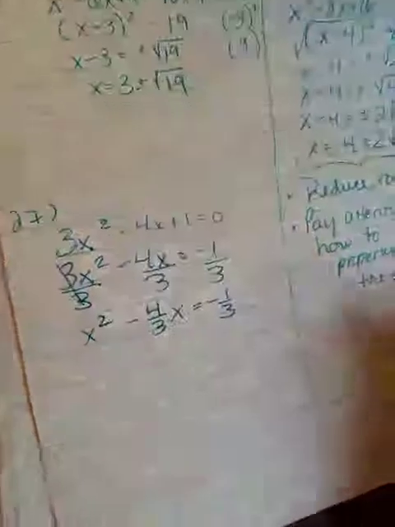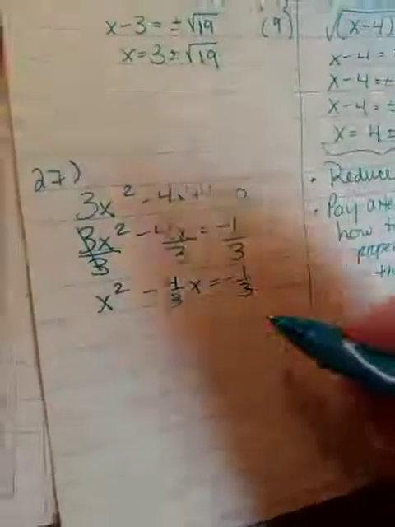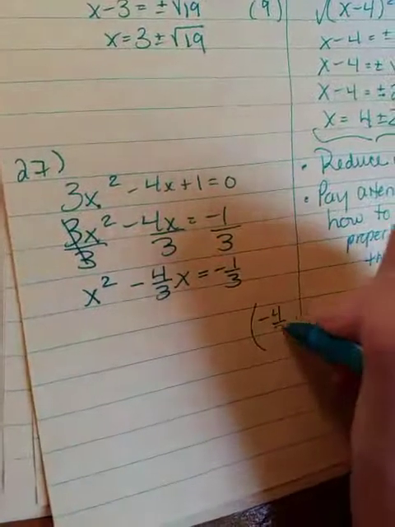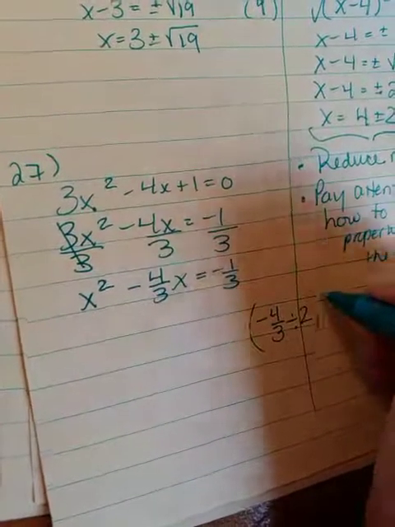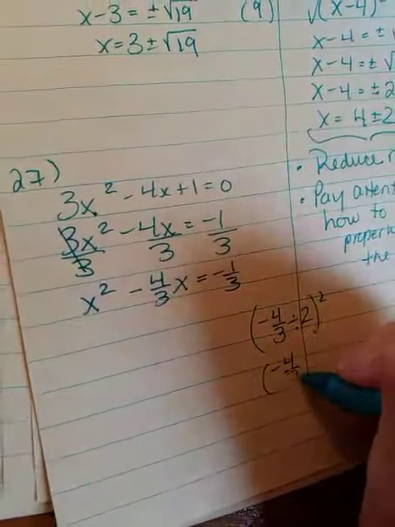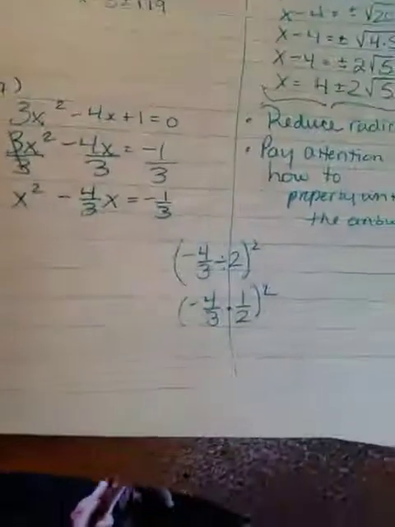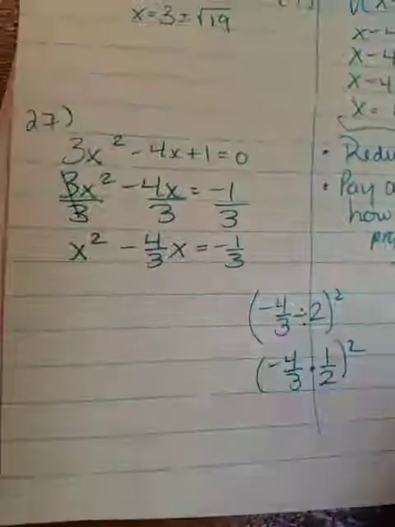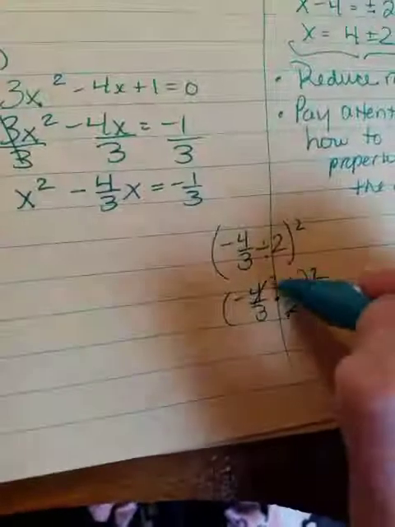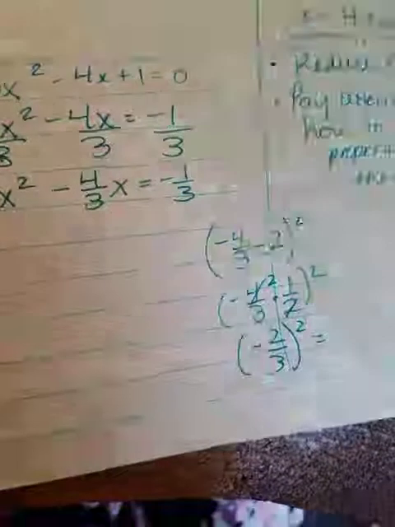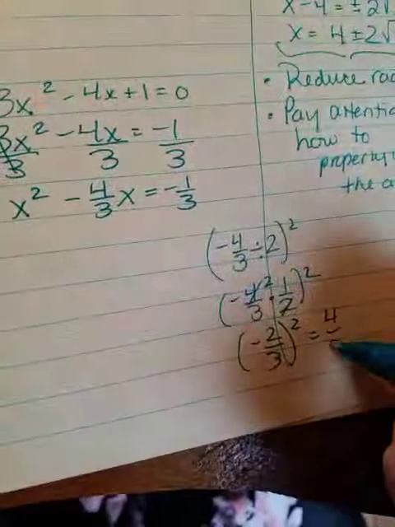Okay? Next, you need to do your b over 2 squared. So this is kind of awkward, but your b is negative 4/3, and you're dividing by 2. So remember, dividing by 2 is the same as multiplying by a half. Okay, so I'm not using a calculator here, so let's see. That becomes negative 2/3 squared, which is 4/9.